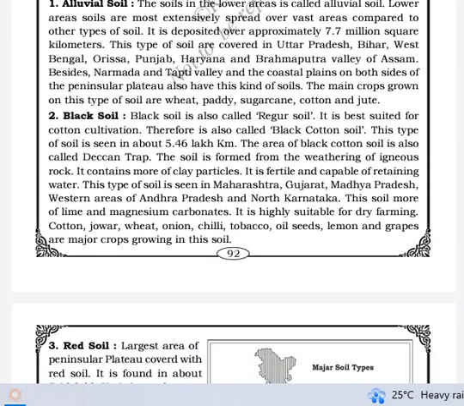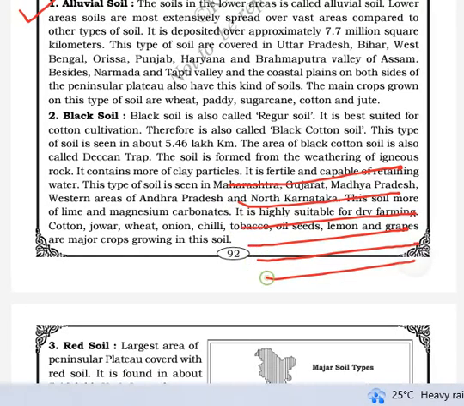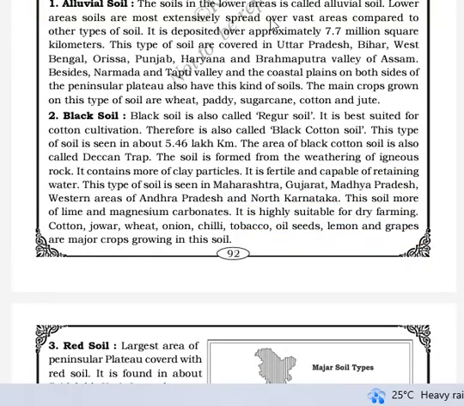The first soil is the alluvial soil. Let's start with that. The soil in the lower area is called the alluvial soil, meaning the soil which is present in the lowermost area. Suppose you have different layers of soil. The soil which is present at the bottom is called the alluvial soil. So just remember that the soil present in the lower areas is called the alluvial soil.